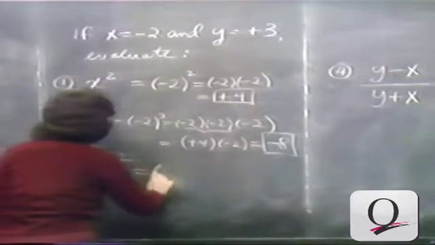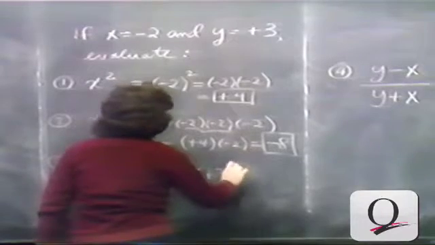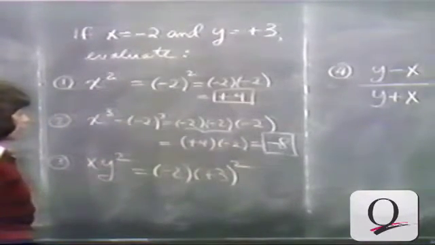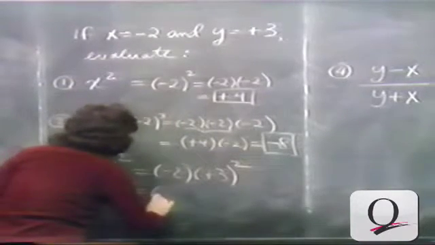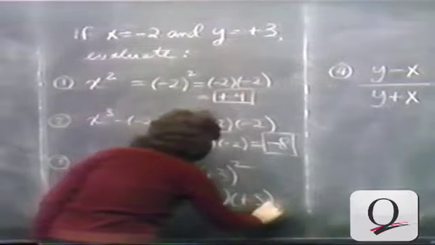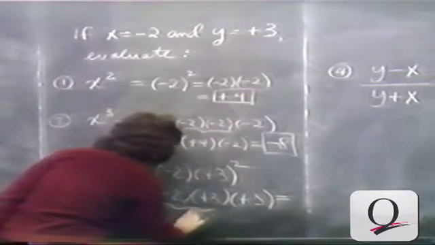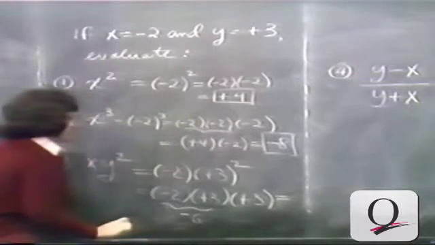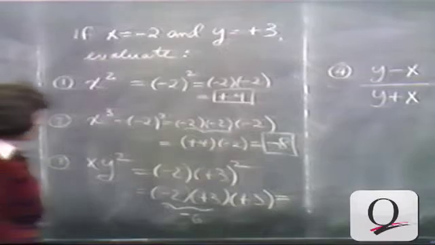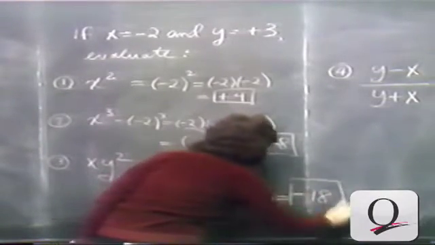X is minus 2. Y is plus 3. X times y squared is minus 2 times plus 3 squared, or minus 2 times plus 3 times plus 3. Minus 2 times plus 3 gives you minus 6. And minus 6 times plus 3, a negative times a positive, gives you a negative 18.